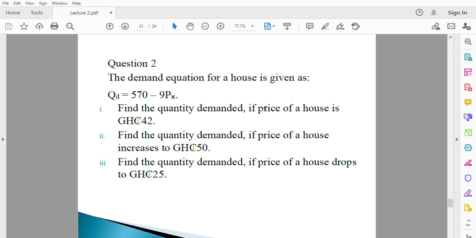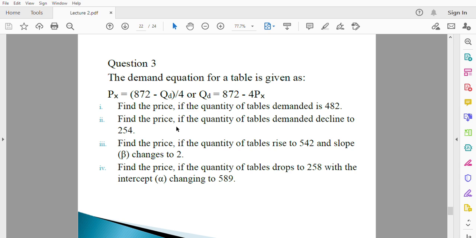Find the quantity demanded if the price of a house is this. Very simple. You put the price in place of Px. Find the quantity demanded if the price increases to this. Find the quantity demanded if the price is this. So simple. And the next one, find the price. So this demand function is the same as this. So find the price. This time you are making Px the subject.